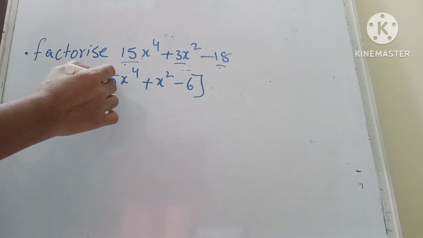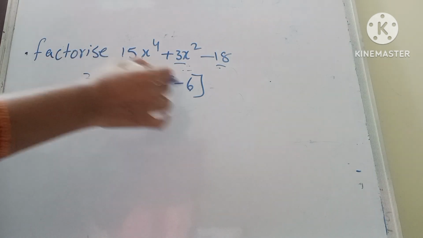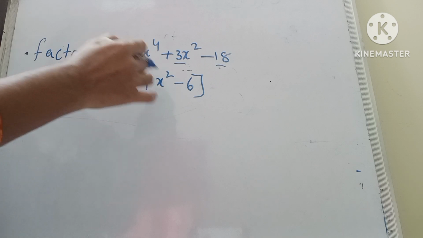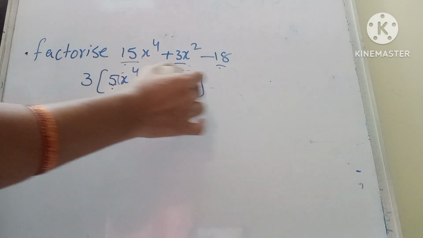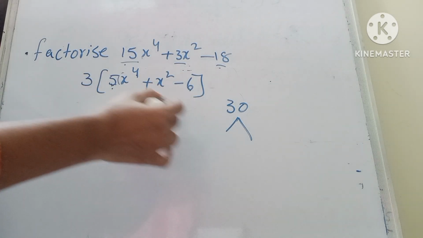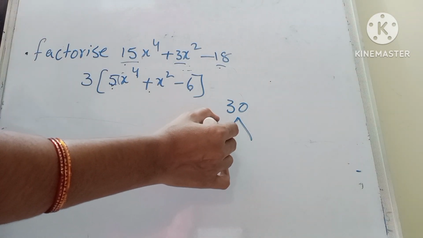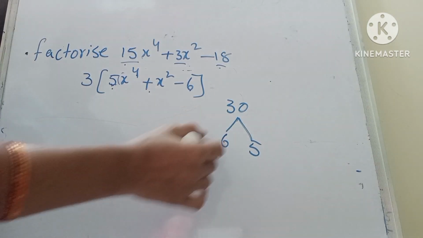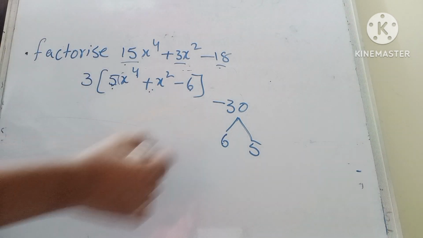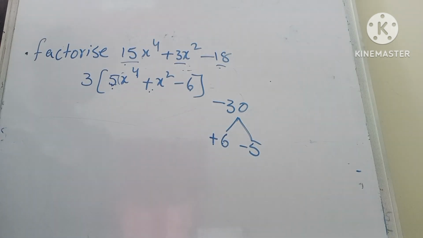Now factorize this. Even though this is in x to the power 4, we can factorize. Take the product of a and c. This is in the form of ax square plus bx plus c. Here we have to consider x square as x. Then 5 times 6 is 30. Take the factors of 30, multiplying a and c. The sum of the factors of ac must equal the x square coefficient, which is 1. Which factors give sum 1? 6 and 5. So the product must be negative 30 and the sum should be positive 1. So 6 should be positive, 5 should be negative.